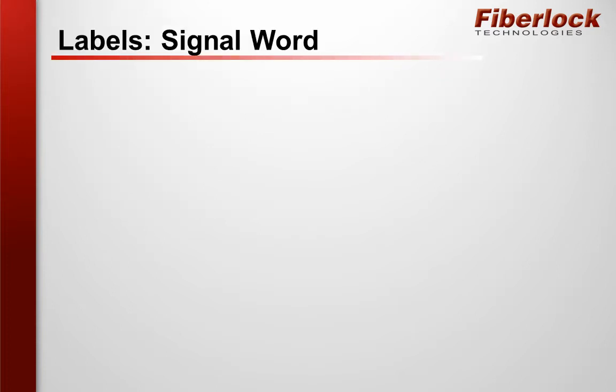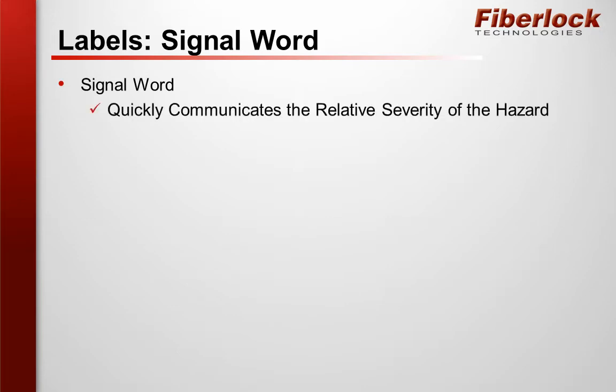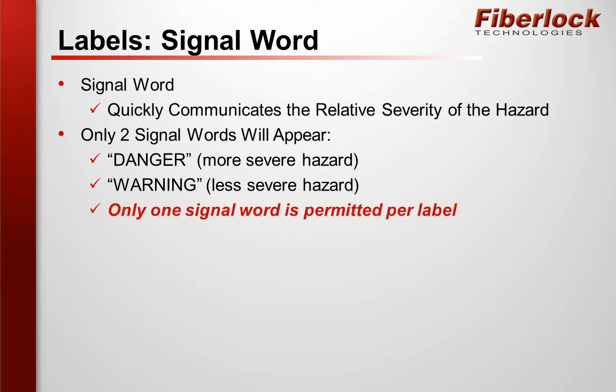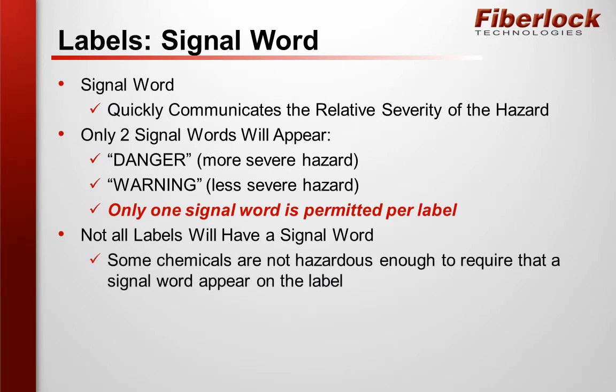Signal word. Signal word quickly communicates the relative severity of the hazard. Only two signal words will appear: danger, which is a more severe hazard, and warning, which is a less severe hazard. Only one signal word is permitted per label. Not all labels will have a signal word. Some chemicals are not hazardous enough to require that a signal word appear on the label.